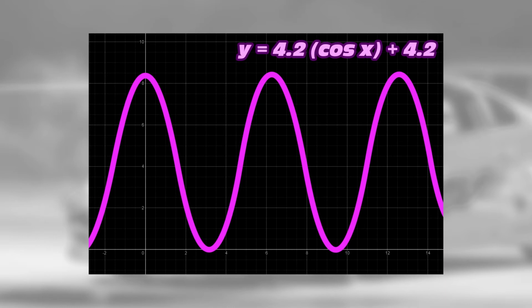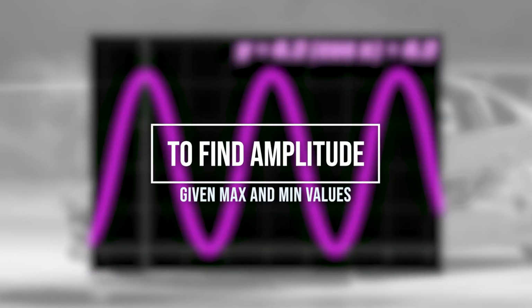Our local maximum is at 8.4 centimeters when the piston is at the top of the cylinder, then it drops to 0 centimeters at pi, which is when it is at the bottom of the cylinder, and then goes back up to 8.4 centimeters at 2 pi, and then it repeats. Notice the periodic nature of this function. It is exactly like a cosine function. Our amplitude is 4.2. To find amplitude given our max and min values, we add the two together, 8.4 plus 0, and divide by 2.